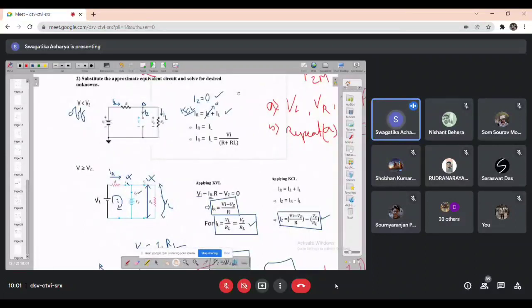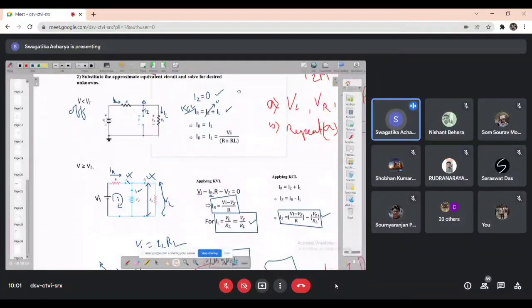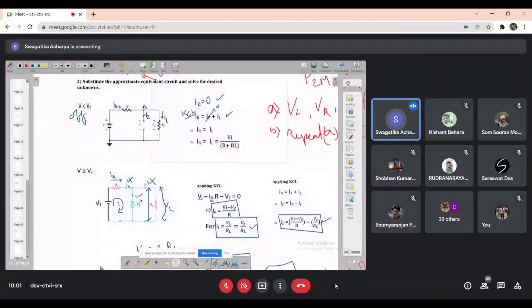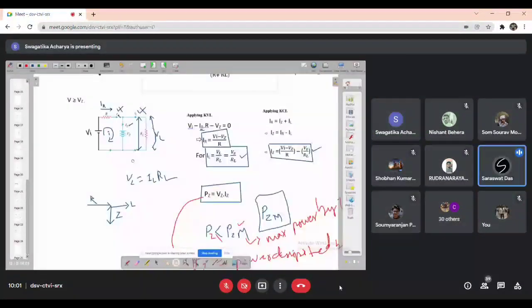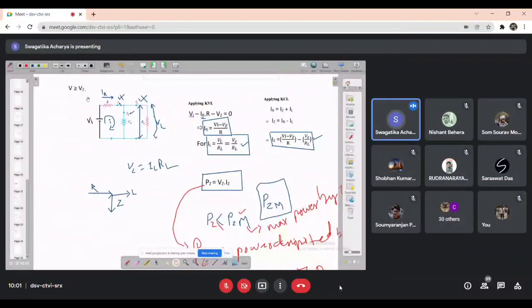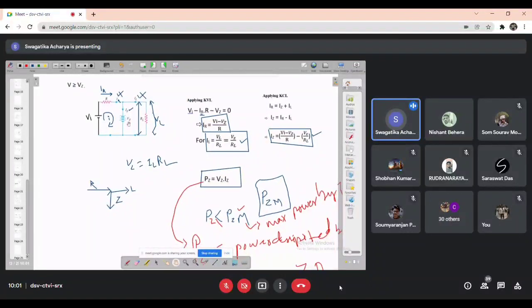If it is on state, what will be the equivalent circuit? This one or this one? The lower one, ma'am. V is greater than or equal to Vz. Now the diode is in on state, which means you can represent this with one voltage source, right? So in this circuit, you can apply KVL. If you apply KVL, then this will be Vi minus, here there will be two currents.